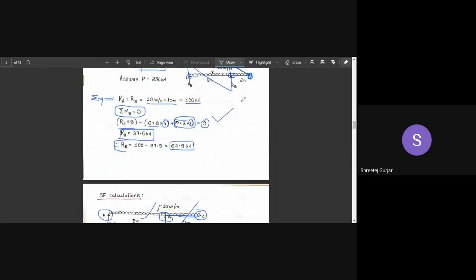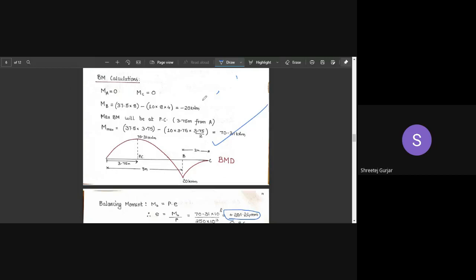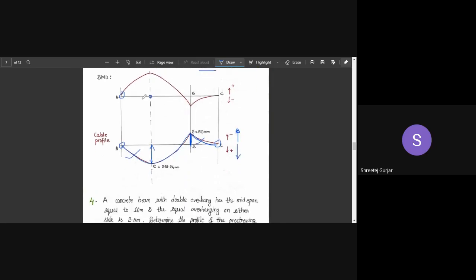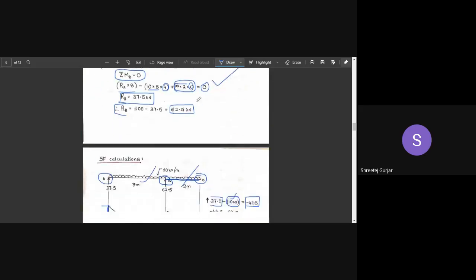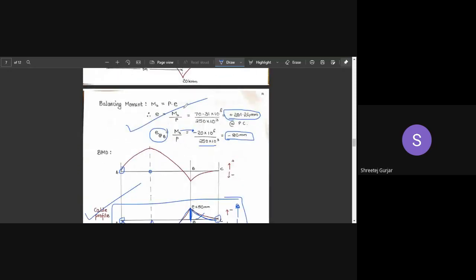Right, first thing what you need to do, you need to calculate reactions. After you calculate reactions, you calculate shear force. After you calculate shear force, you calculate all the bending moments. After you calculate bending moments, you calculate eccentricities, and then you draw the cable profile. That is it, this is your final result. These are basic things you have learned in your previous semesters: calculating reactions, shear forces, bending moments. Only thing that you are doing new here is calculating eccentricity using this formula.